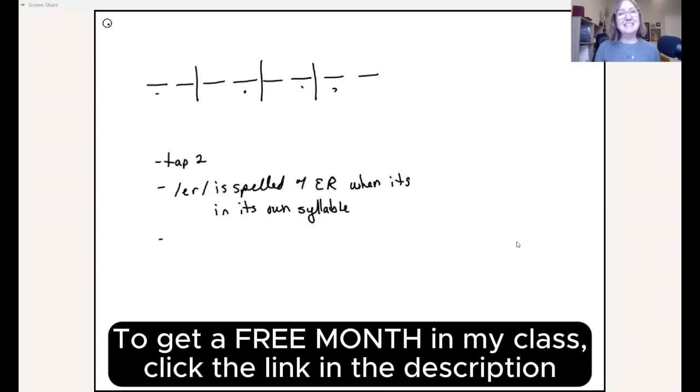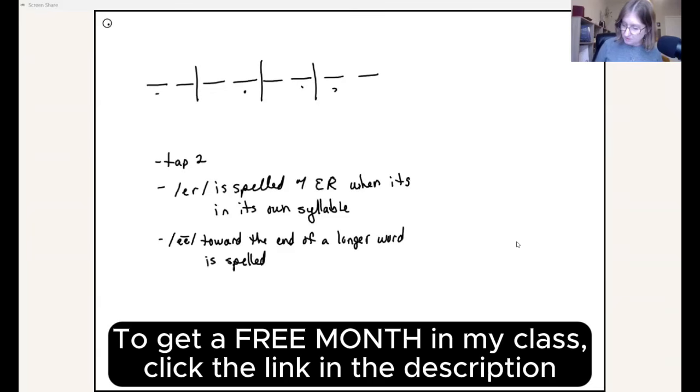When you have an E sound toward the end of a multi-syllable word, and there's a vowel after it, it is spelled with an I. When you have an E sound, that long E sound, toward the end of a multi-syllable word, and there's a vowel after it, you're going to spell it with an I. So the E sound toward the end of a longer word is spelled with an I.